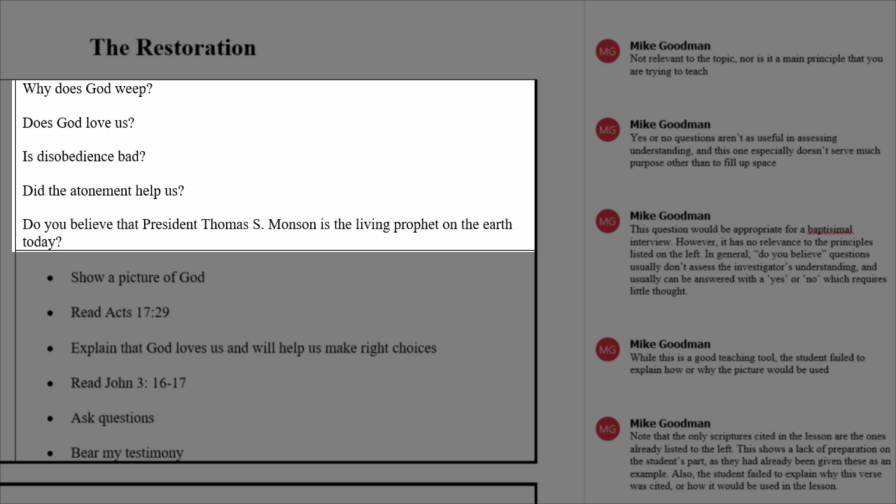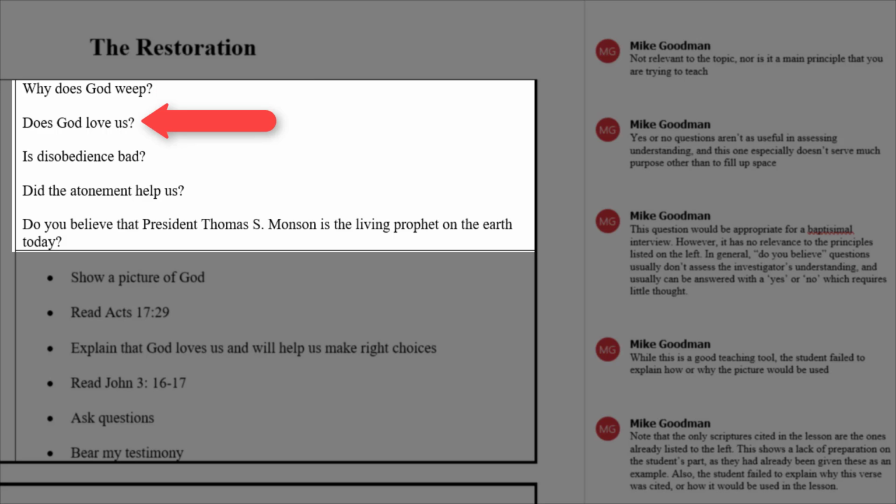Here are some examples of bad questions. Why does God weep? It's a good attempt, but it's really broad and generic. You may think it's a good example because Preach My Gospel uses it as evidence of God's love, but your investigators have never read Preach My Gospel and are very unlikely to know that God weeps. You'll want to be more specific.